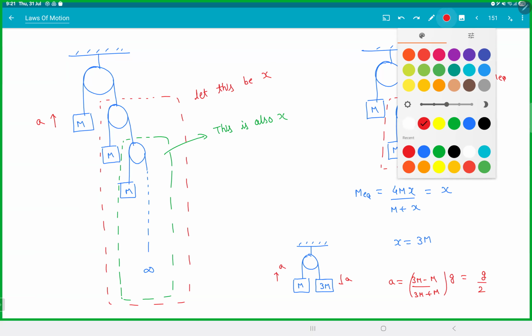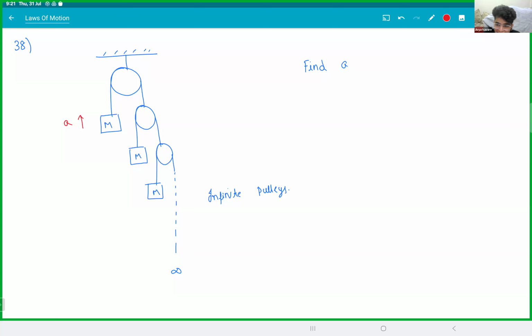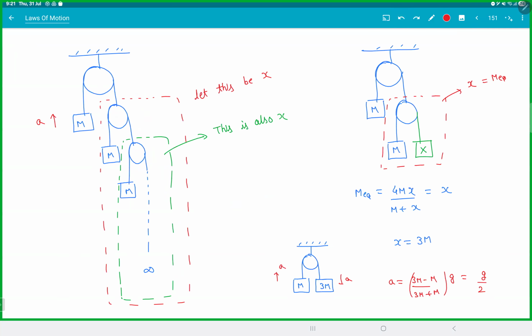If I ask you to find the acceleration of this block, how will you find it? So take the M equivalent for that one and then solve. That will become long, right? Sir, it will be same, right? No, it won't be the same. So G by 4. You're guessing, solve it. Try to find the acceleration of this block and see. They'll actually all form a GP now: G by 2, G by 4, G by 8, and so on.